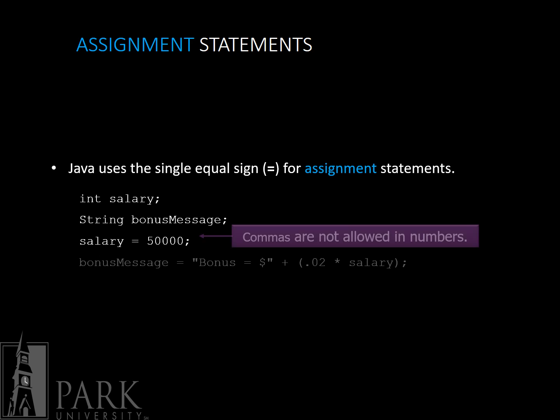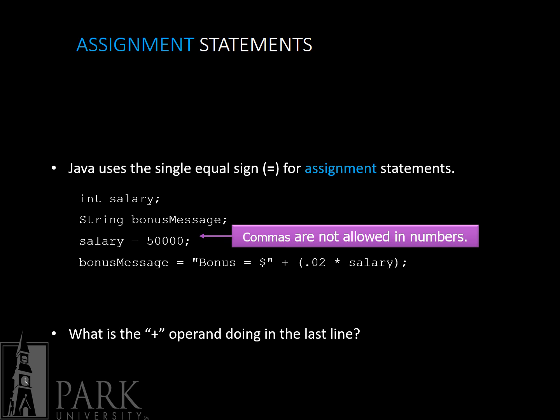An assignment statement is a statement in which we assign a value to a variable. So in this code fragment, the first assignment statement assigns the value of 50,000 into the salary variable. You can see here we declare an integer salary and a string bonus message, and we put the value 50,000 into the salary variable.